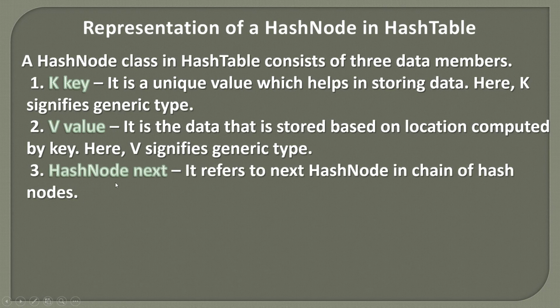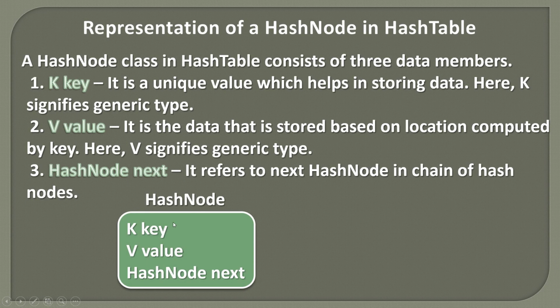And the third data member is hash node next. It simply refers to the next hash node in a chain of hash nodes. A chain of hash nodes is nothing but a list of hash nodes which helps us in resolving the collisions, where one hash node simply refers to the other hash node and they form a chain. So these are the 3 data members, and if we see the symbolic representation of it, a hash node consists of 3 things: the key, which is unique and helps us in storing the value via the hash function, the value, and the next pointer, which points to the next hash node in a list when there is a collision.